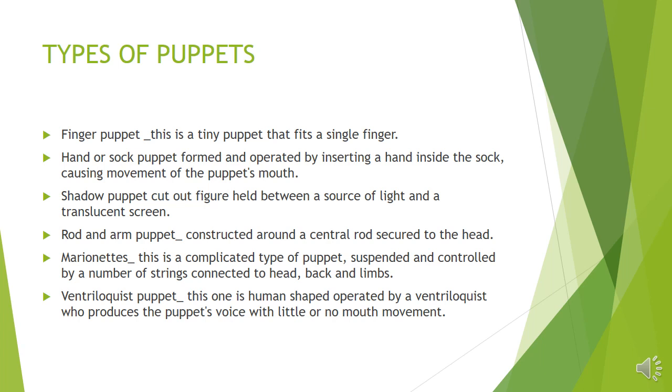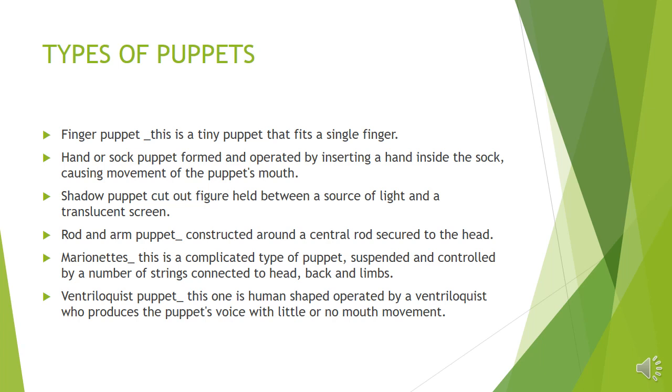And then we have the common one, that is the hand or sock puppet, formed and operated by inserting a hand inside the sock, causing movements of the puppet's mouth. When you make this, you stretch your fingers so that the puppet will be seen as if it is talking. And then we have the shadow puppet. This one is a cut-out figure held between a source of light and a translucent screen. I think that one is self-explanatory.